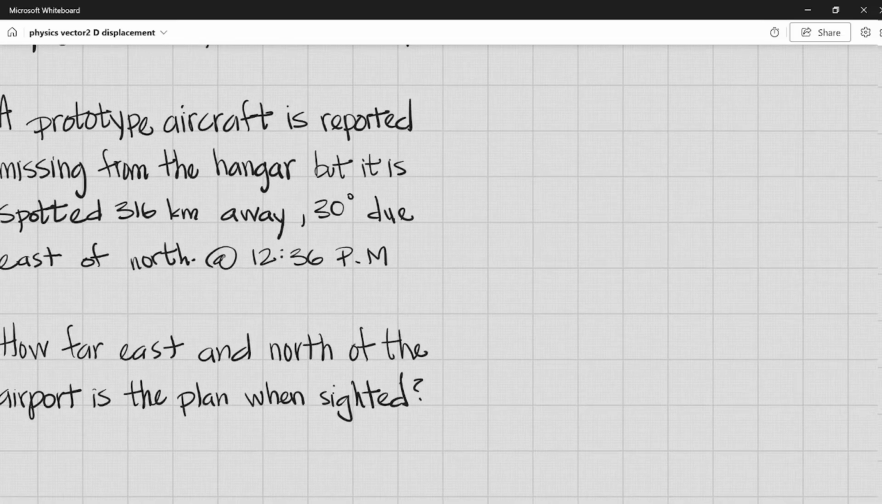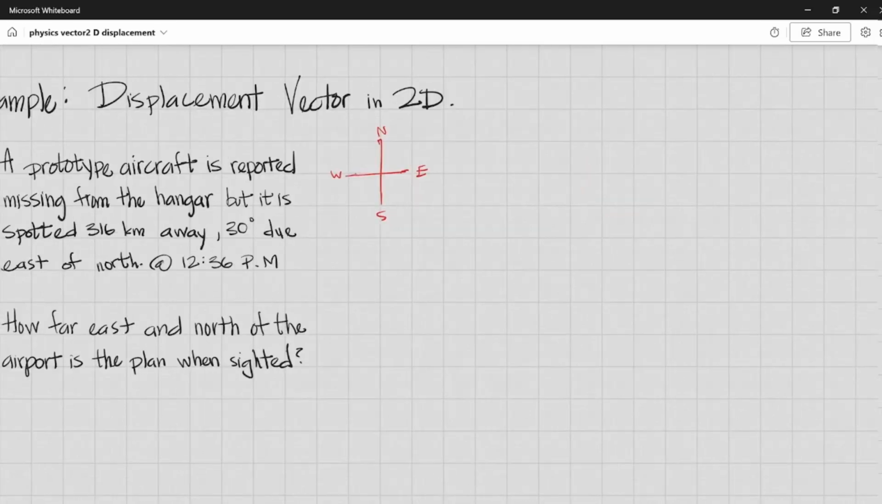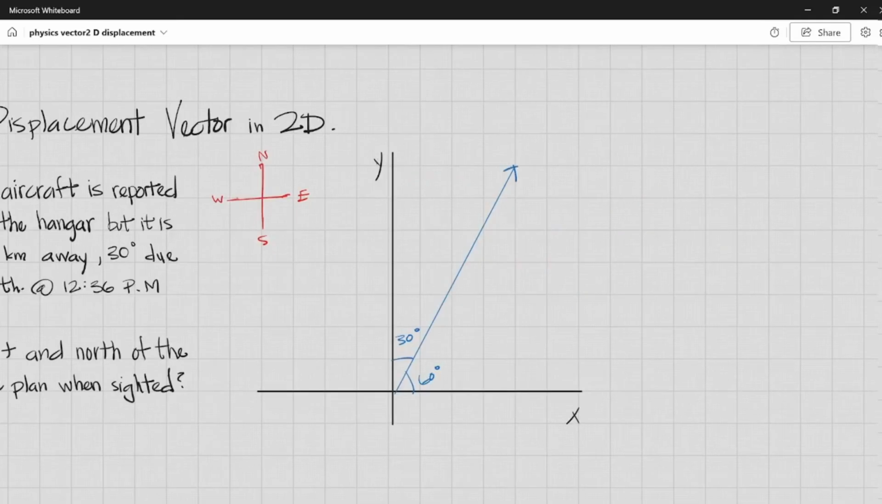To do this, we can draw a picture. I'll set the coordinate system just using the cardinal directions. If we call the position vector of the plane R, and it begins at the origin, which is where the airport is located, we have a sufficient coordinate system to work this problem out. So we know that it was spotted 316 kilometers away.